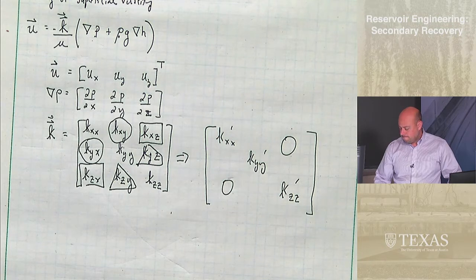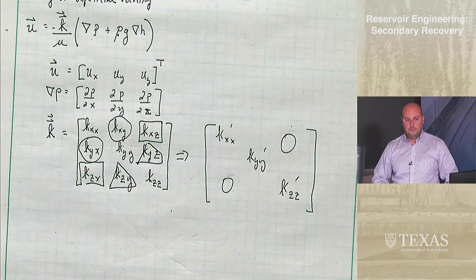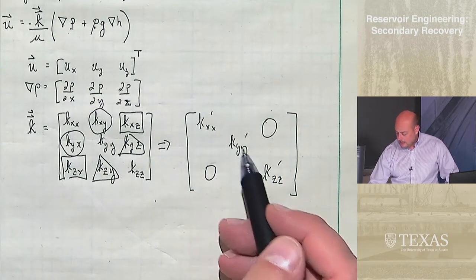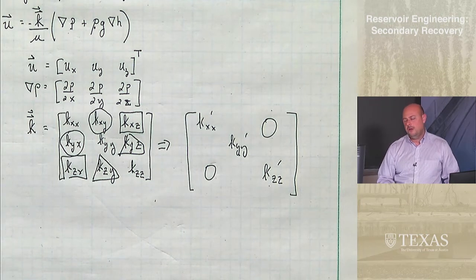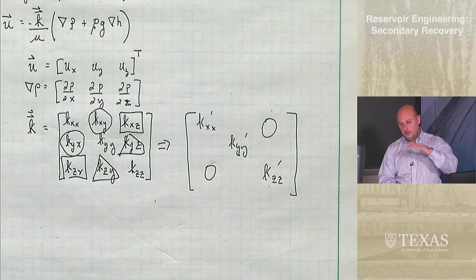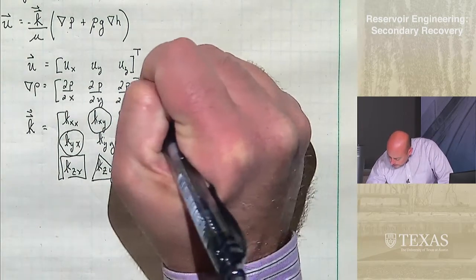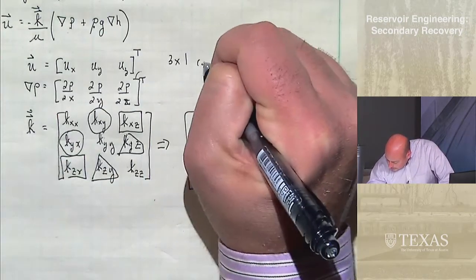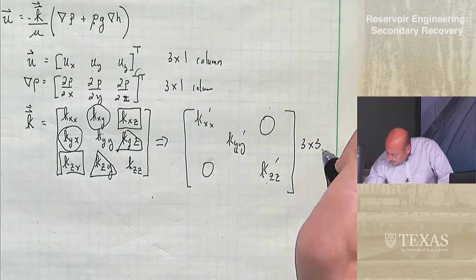Some media are isotropic. Completely isotropic would be like loose sand or prop pack or a box full of glass beads, where Kx equals Ky equals Kz. Sometimes Kx is approximately equal to Ky, but Kz might be less than that. That's pretty common in subsurface media, where in the x and y directions the permeabilities are about the same, but for flow in the z direction the permeability is less. That's the permeability tensor. I should have put a transpose on the pressure gradient as well. This is a 3x1 column vector, this is a 3x1 column vector, and this is a 3x3 tensor or matrix.